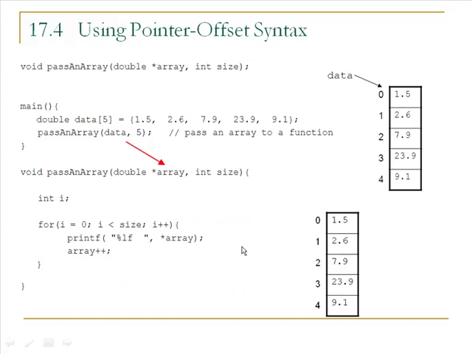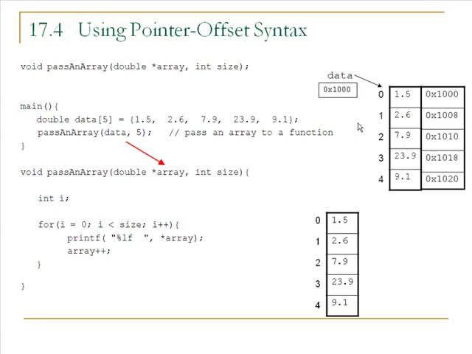Okay, now let's look at a picture, and this is the place where you might need a pencil to help you understand this. We're going to use the new pointer offset syntax to look at passing an array to a function. Here's the picture of the data over here on the right, and we're going to say that this array falls at location hex 1000. It won't, but it's an easy address to work with.